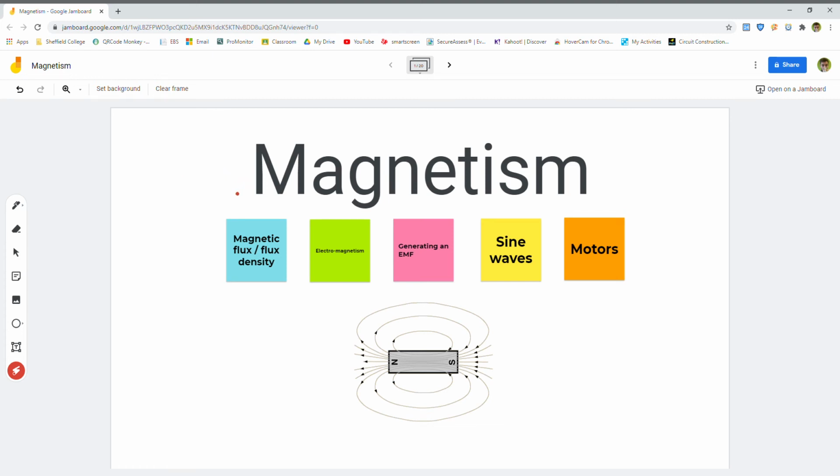Hello everyone, so today I'm going to be talking about magnetism. I've broken this down into 5 different sections. Number 1 is magnetic flux and magnetic flux density, then electromagnetism, then generating an EMF, sine waves, and finally motors.